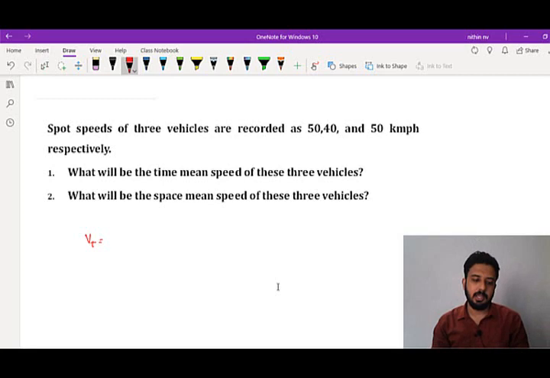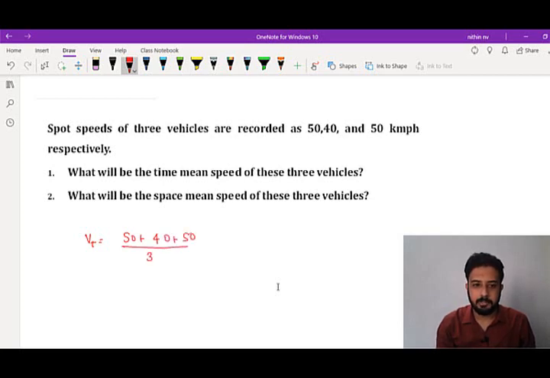I'm also not having the answers, so we can solve together. Take the calculator and watch the video. 40 plus 50 divided by 3. 46.67 kmph, right?